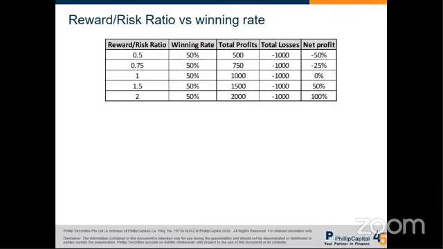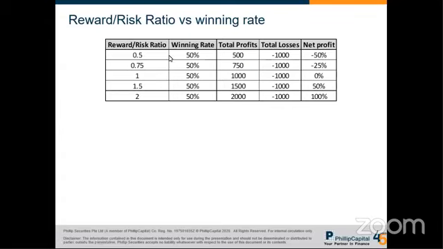That's why you also need to compare your risk reward ratio versus your winning rate. You need to make a balance between these two. For example, if with your risk reward ratio you risk $1 but only get a 50-cent return, and your winning rate is only 50%, then overall you can still end up with a total loss of 50%.